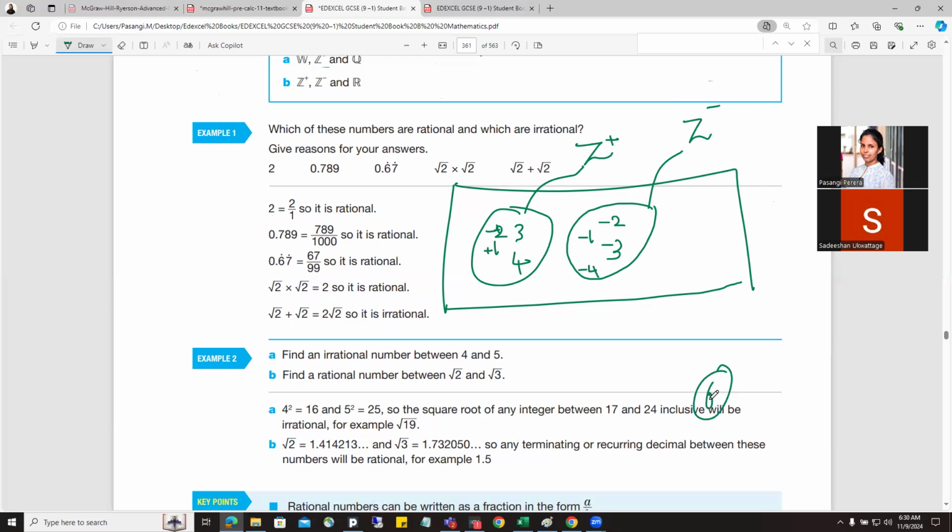Because if one is inside the other, it means it's already included. But we don't have common values to put both. We have the positive ones, here we have the negative ones. So what we can do, we have to separate those two. But these two should be included in the real number set. Is it clear? Yes, Miss.